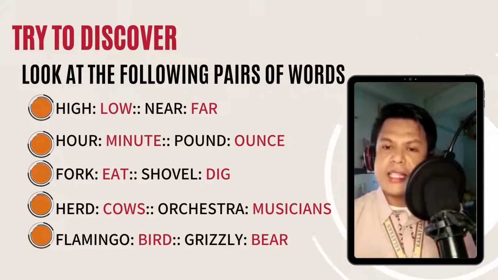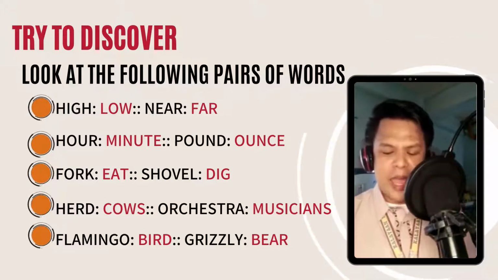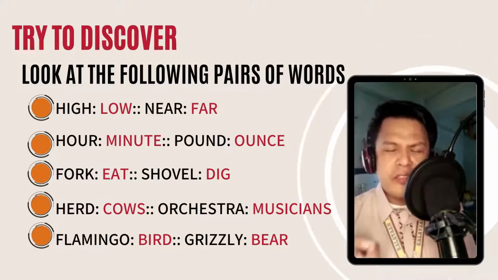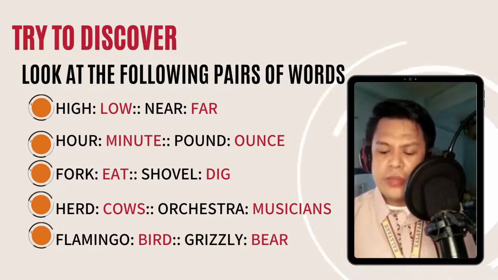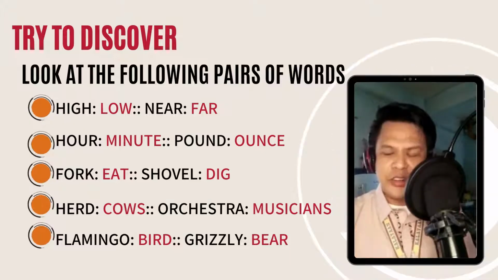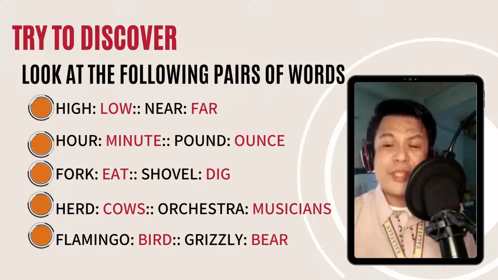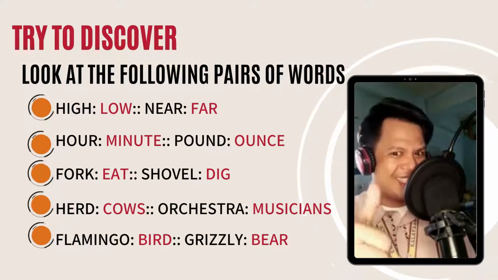And lastly, flamingo is to bird and grizzly is to bear. So, we have noticed that the flamingo is a type of bird, just as grizzly is a kind of bear. So their relationship is types of animals.